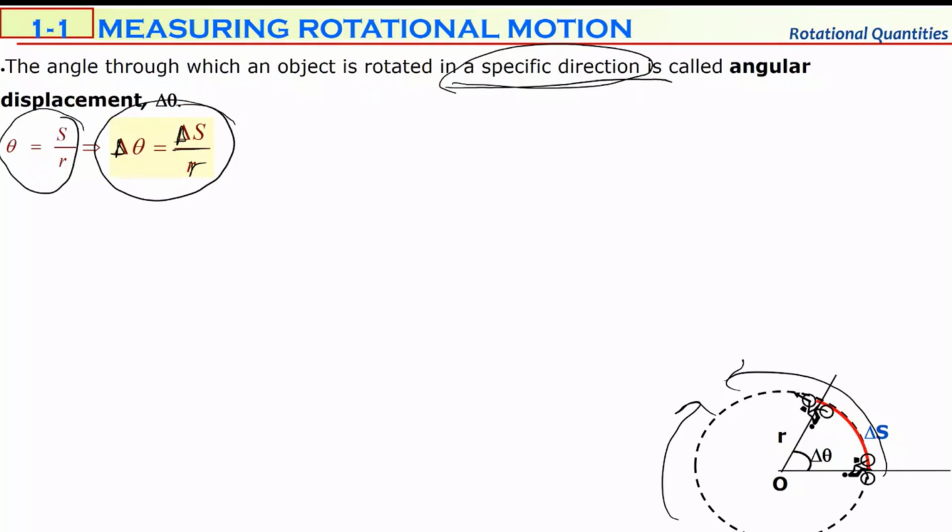R is not delta because r is constant. Here is r, here is also the same r. R is not changing. For that reason, you are not going to write delta for r. R is the same, but delta s is changing. Delta s is increasing as it is moving. Delta theta is increasing as it is moving. That's why we write delta theta and delta s, but for r there is no delta. So delta theta is equal to delta s over r, the equation for calculating the angular displacement.